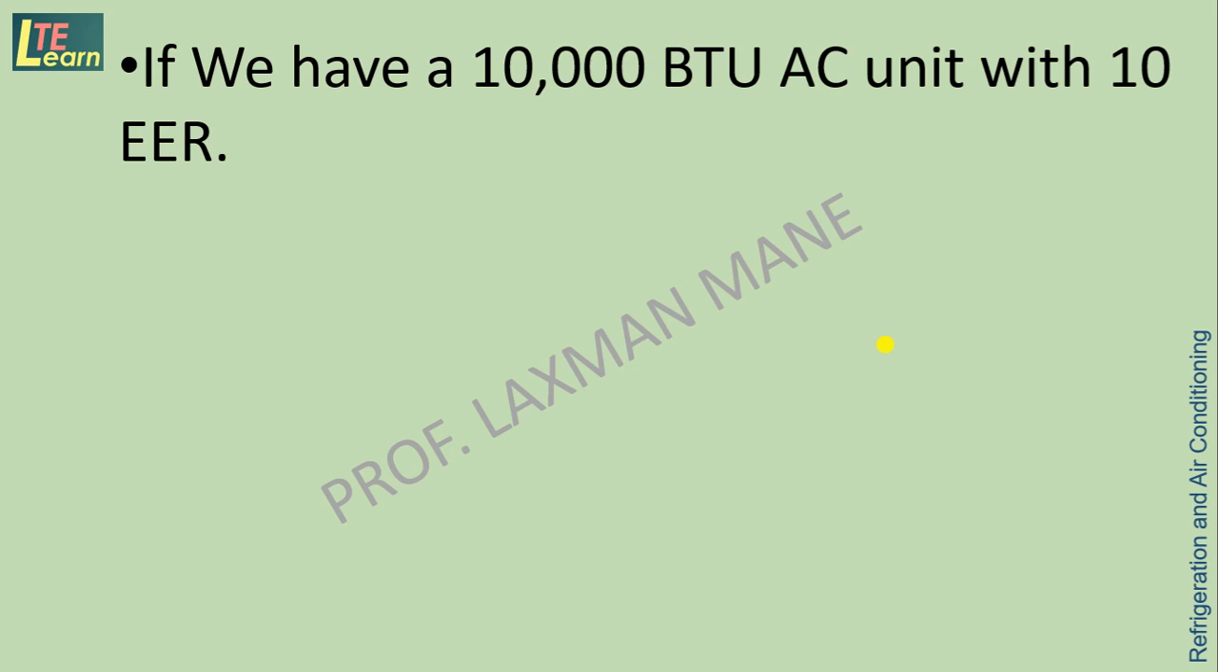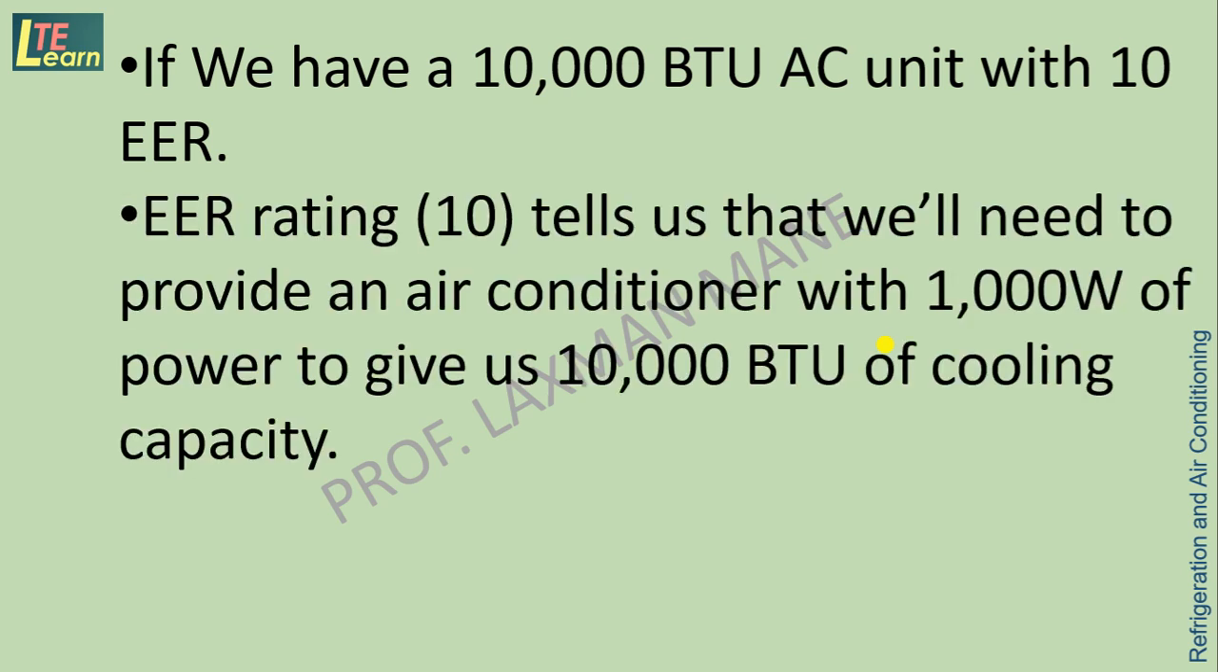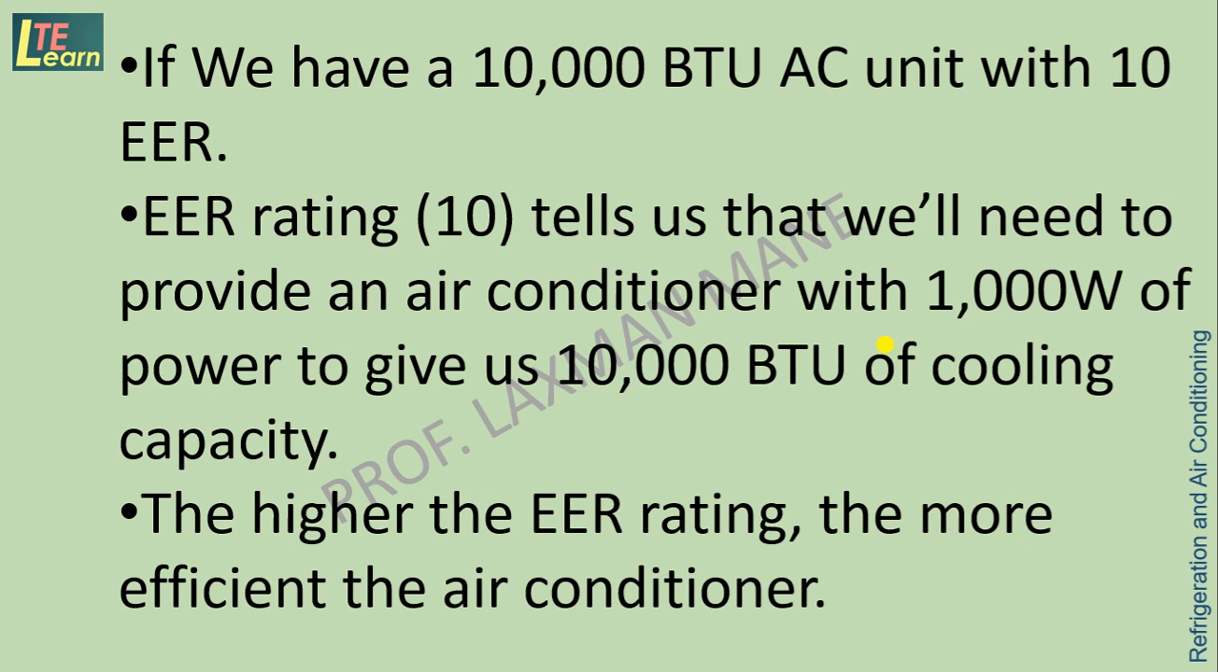As an example, if we have a 10,000 British thermal unit air conditioning unit with a 10 EER rating, then EER rating 10 tells us that we will need to provide the air conditioner with 1000 watt of power to give us 10,000 British thermal unit of cooling capacity. This means the higher the EER rating, the more efficient the air conditioner.